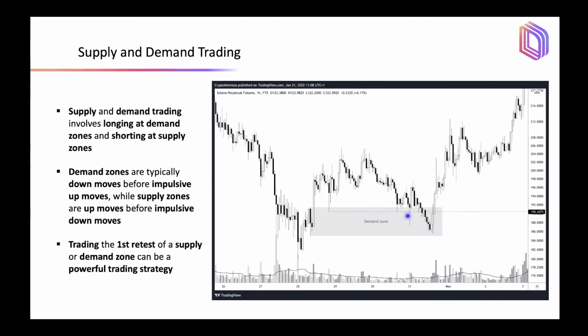So one way to avoid getting stopped out in that example would have been to enter after a close above the demand zone. So here. Or you could have just waited for the first pullback and entered on the first pullback.